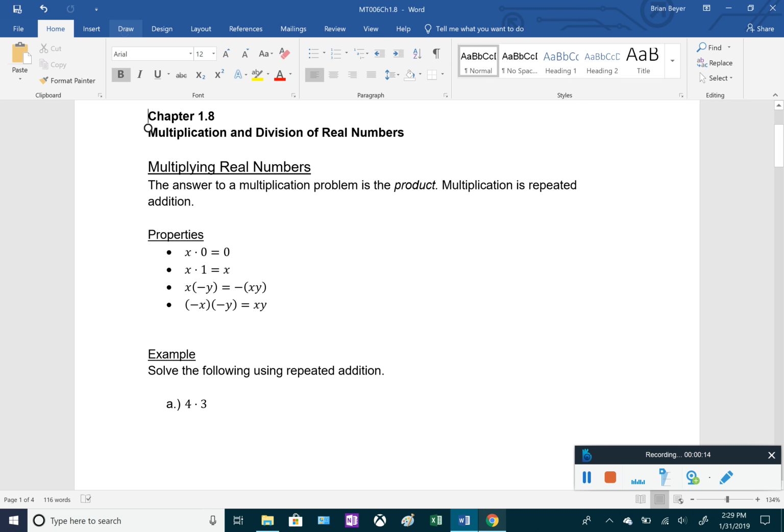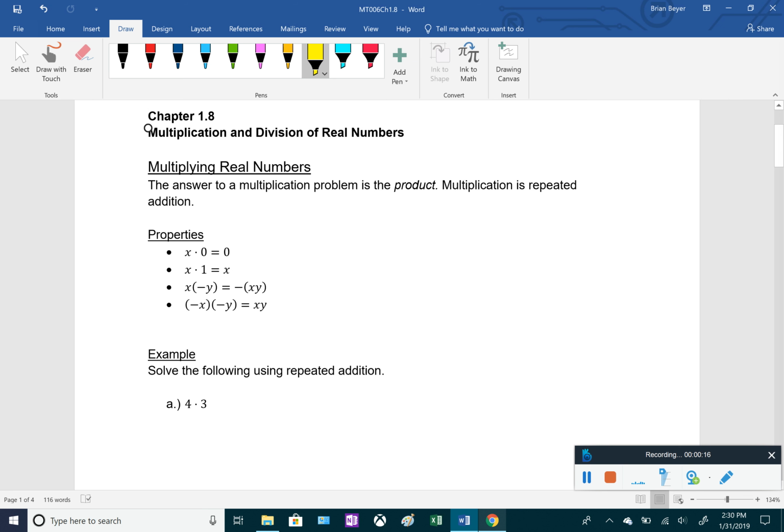Just recall that the answer to a multiplication problem is called the product. And multiplication is just repeated addition. So I'll be doing the examples in a second using repeated addition. We probably know how to do these based on our times tables from a while ago and also just from multiplying by hand. But I'll use repeated addition just to show the other way.